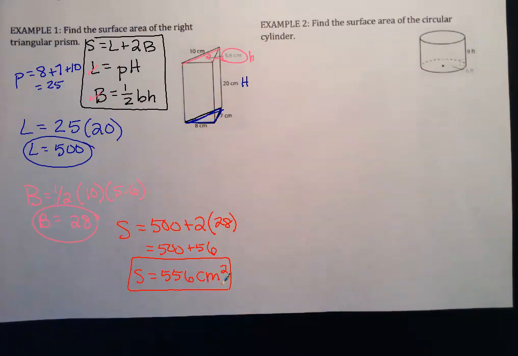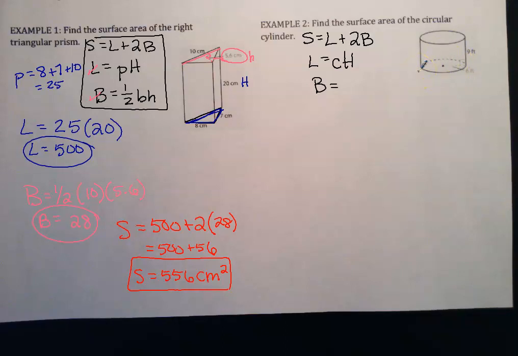Okay. Then in example 2, we want to find the surface area of the circular cylinder. All right. So let's again list out the formulas we're going to do. So surface area is L plus 2B. How do I find the L then? L equals CH. Okay, in a circular, it's going to be CH. How do I find my base here? Since my base is a circle.